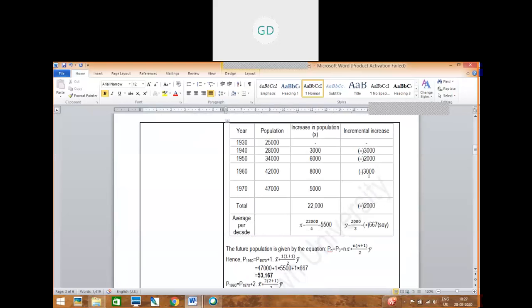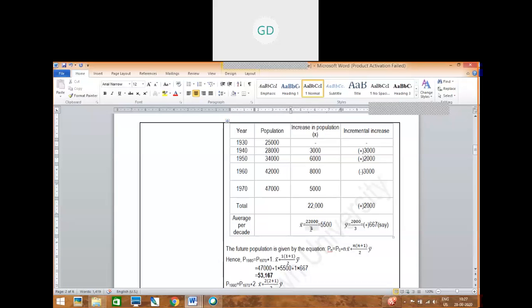Okay, so now after subtracting you got all these three values. Now we will add it up. We will add the increase in population, and the incremental increase also. After adding your 3000 and these values, we already got 22,000. And x bar, we found the mean by dividing by 4, we got 5,500. This one we already got in your arithmetic increase method.